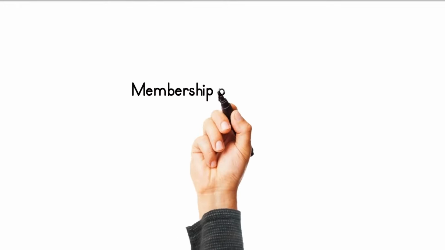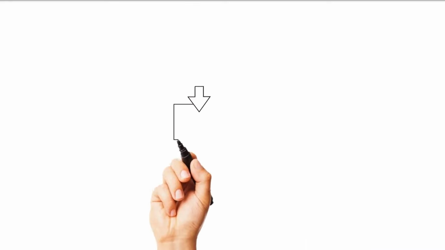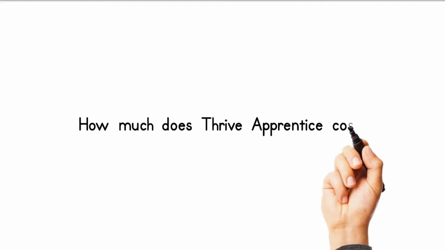Now that we know the difference between the membership plugin and the LMS, we are going to take a look at how the plugin works. How does the Thrive Apprentice plugin work? After you download the plugin, you would install it similar to how you would install any other WordPress plugin on your website.